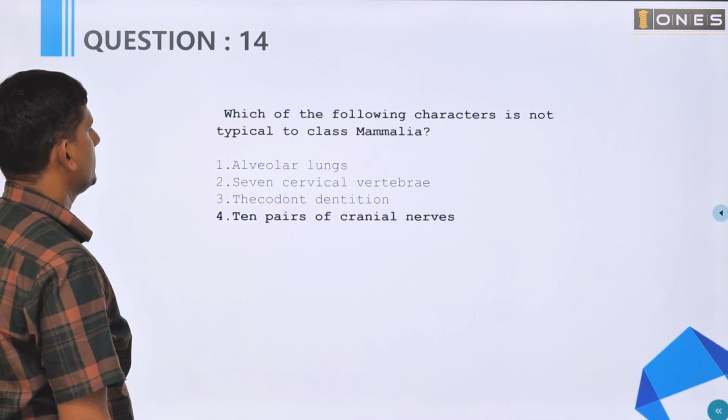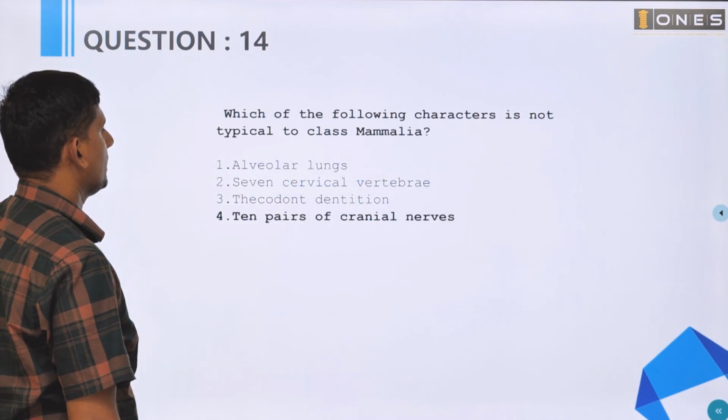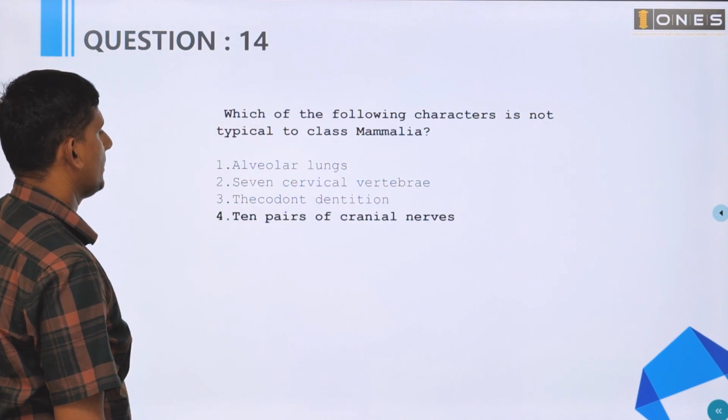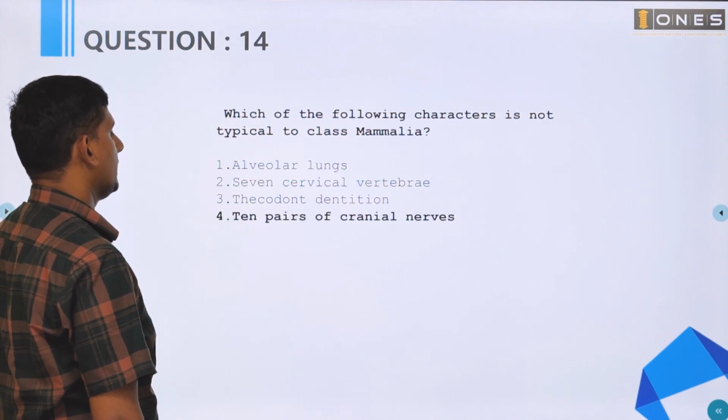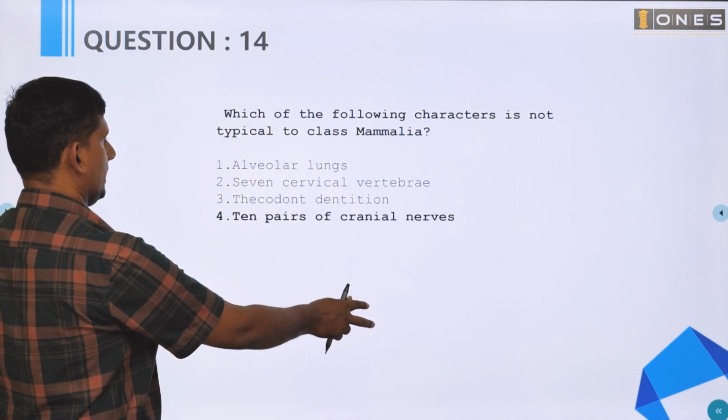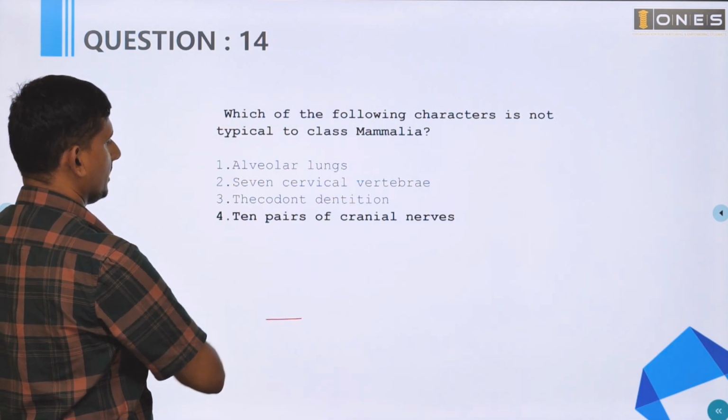Now the next question is, which of the following characteristics is not typical to class Mammalia? That is alveoli lungs, 7 cervical vertebrae, thecodont dentition, 10 pairs of cranial nerves. So the option is 10 pairs of cranial nerves.